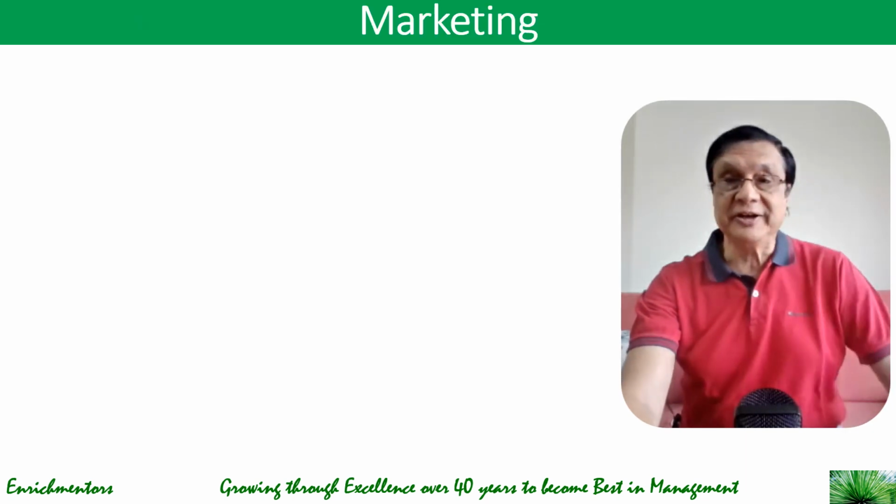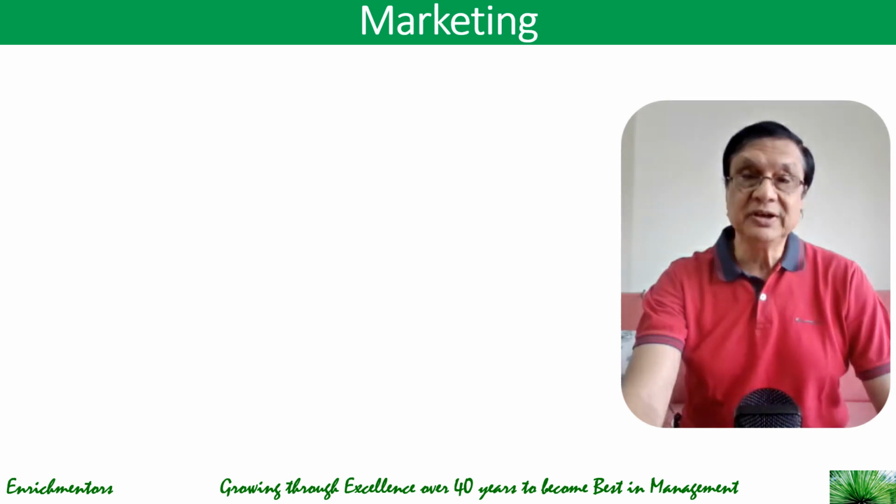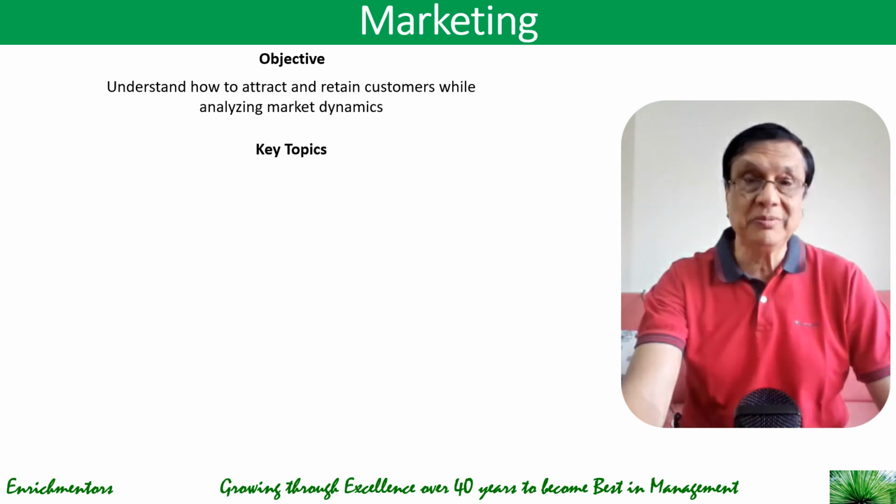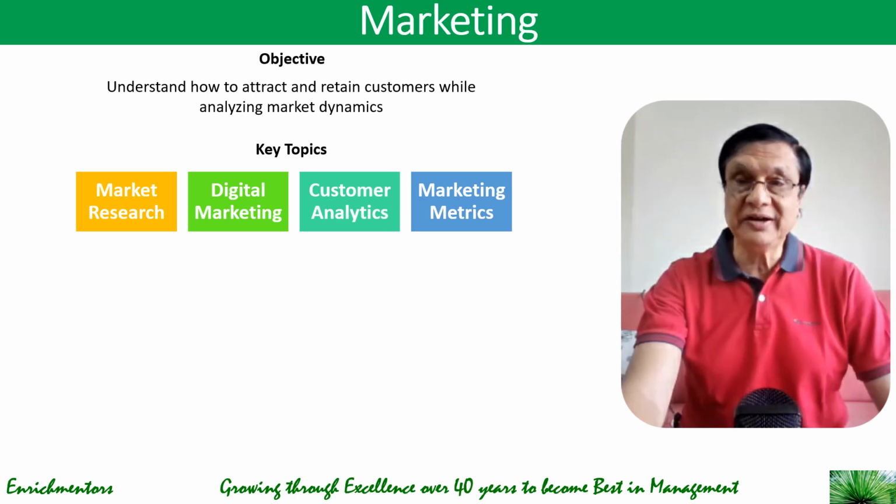So, first, let's talk about marketing. Now, what does marketing do? What is the objective of marketing? The purpose of marketing in any organization is to attract and retain customers while analyzing market dynamics. And what are the key topics that you need to learn? You will need to learn about market research, where you learn how to identify customer needs and preferences through surveys, focus groups, and data analysis. You will need to learn about digital marketing, where you explore tools like Google Ads, Facebook ads, and SEO. You need to learn about customer analytics, where you analyze customer segmentation, lifetime value, and churn, and also know about the marketing metrics, where you can track KPIs like conversion rates, ROI, and customer acquisition cost.